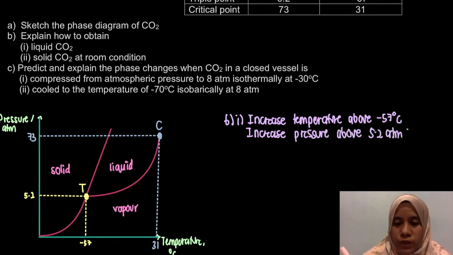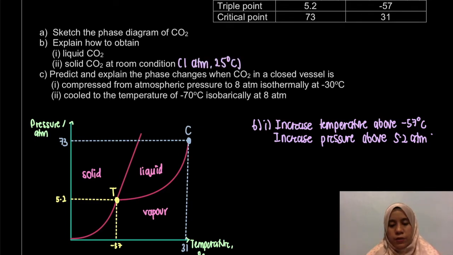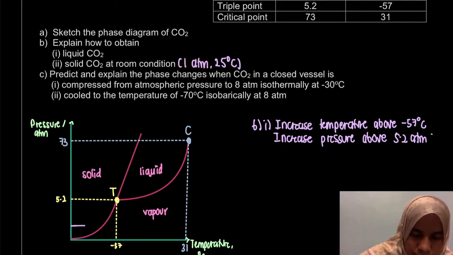For question number 2, they ask how to obtain solid CO2 at room condition, mostly 25 degrees Celsius. They want solid. For room condition we look here: for solid CO2 we are concerned with 1 atm. So here we draw 1 atm, at around here.